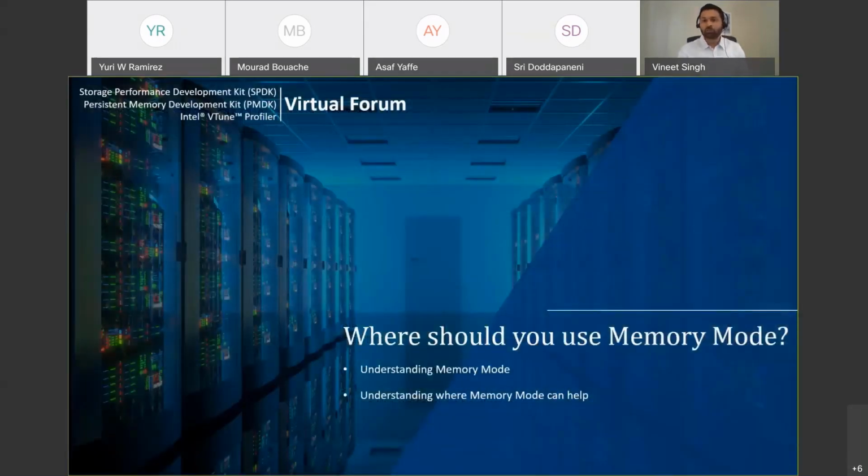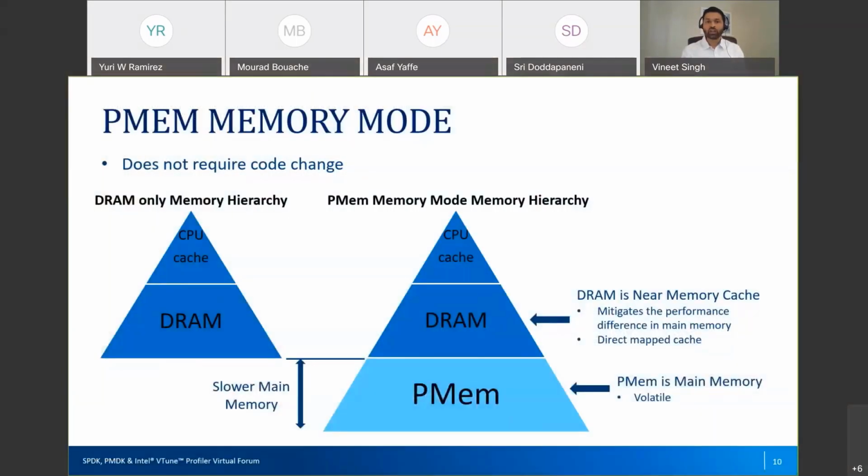So let's move on to the memory mode. This is the first mode in which you can use your PMM hardware. I would like to start by giving an overview of what the memory mode looks like. This is your standard memory hierarchy for the DRAM case. Your DRAM is your main memory, and you have CPU caches.